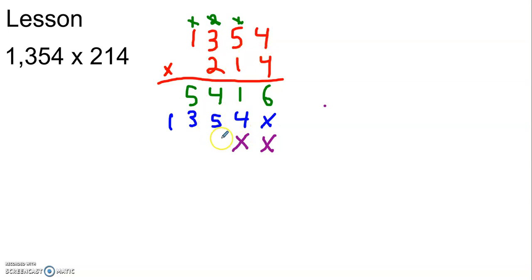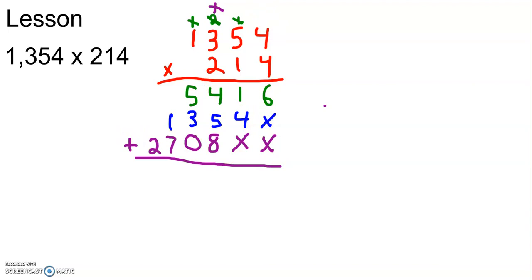2 times 4 is 8. 2 times 5 is 10. So I'm going to bring down the 0, because remember, each place value could only have 1, and carry the 1. Then 2 times 3 is 6. 6 plus 1 is 7. And then last but not least, 2 times 1 is 2. I have no other numbers to multiply, so I could draw out my sum line with my addition.